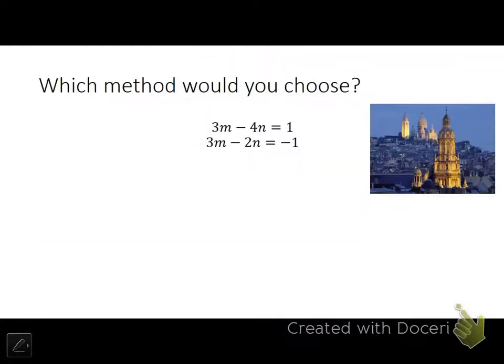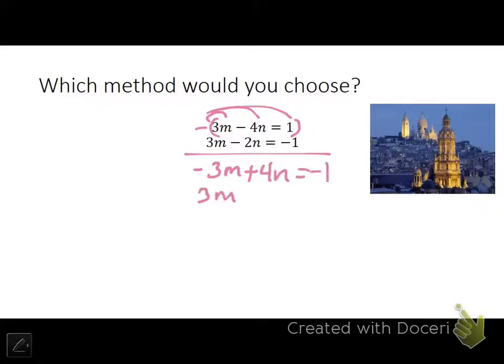Okay, so m or n by itself doesn't look like it. They're on top of each other already. So let's go ahead and just look at our m's first. It looks like all we have to do is multiply by a negative 1. Let's just do it to the top one. So it'd be negative 3m. Remember, it distributes to everything, so 4n and negative 1. I'm going to rewrite this other one. Okay, add down. Our m should cancel.